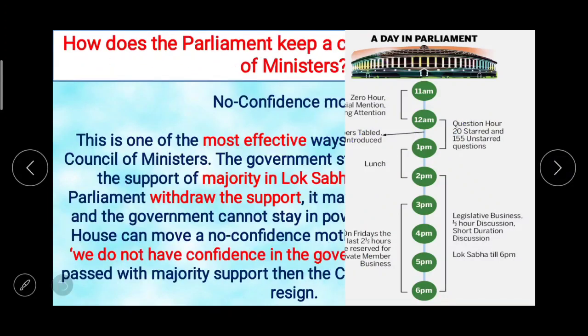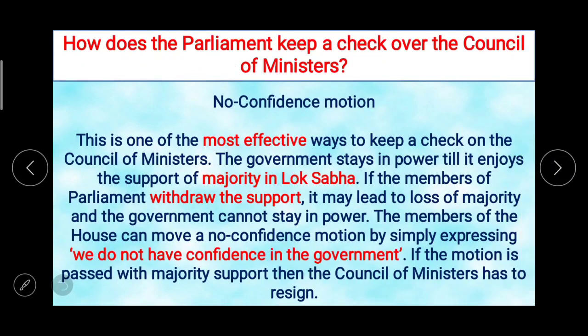And the last thing in this, non-confidence motion. This is one of the most effective ways to keep a check on the Council of Ministers. The government stays in power till it enjoys the support of the majority in Lok Sabha. It is a number game.